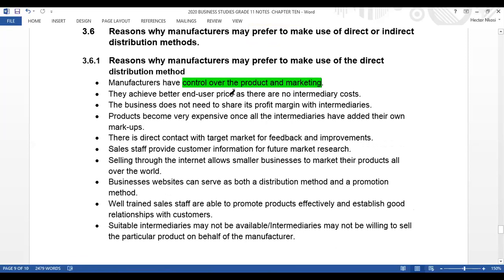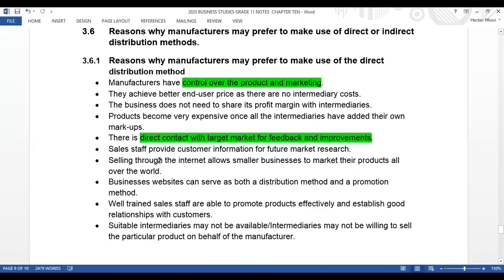They achieve a better end user price as there are no intermediary costs. The business does not need to share its profit margin with intermediaries. Products become very expensive once all the intermediaries have added their own markups. And also, guys, there is direct contact with target markets for feedback and improvements. Very good. Sales staff provide customer information for future market research.